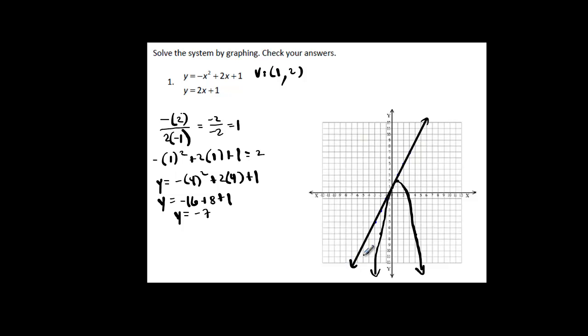Remember, the solution to this is going to be where the graphs intersect. And for this problem, they're going to intersect right here. If you were to use your calculator and blow it up, it would be at 0, 1. That would be the point of intersection. So that's the answer right here, 0, 1.